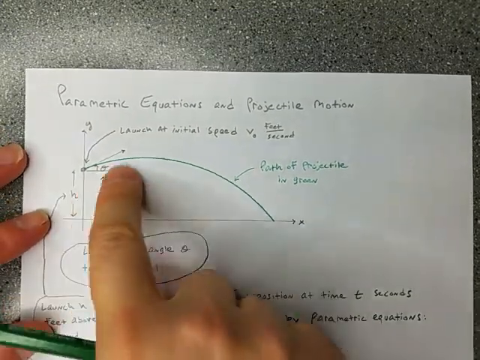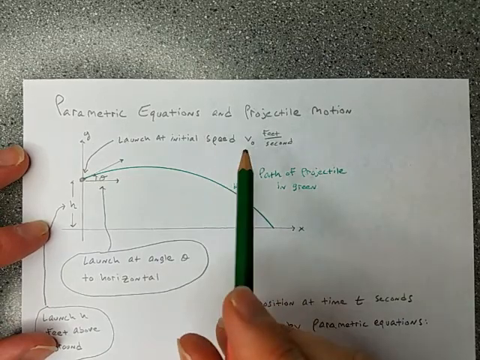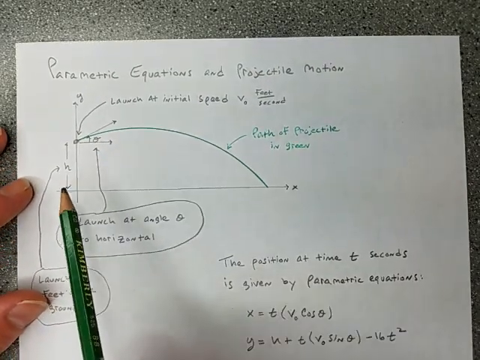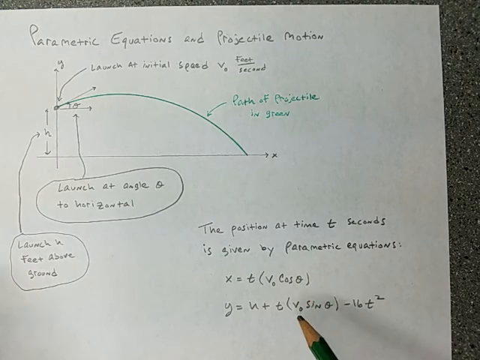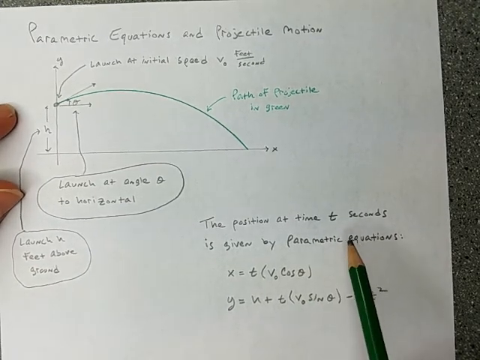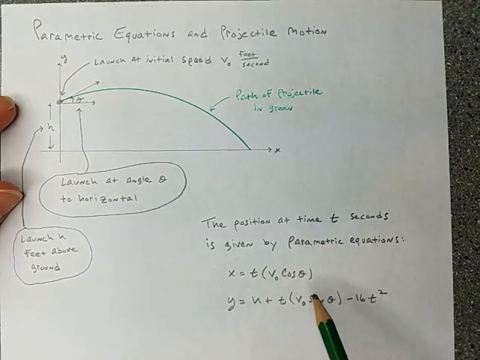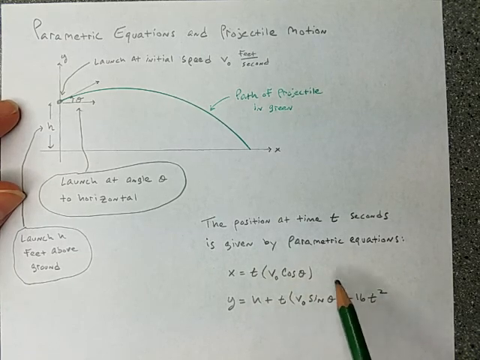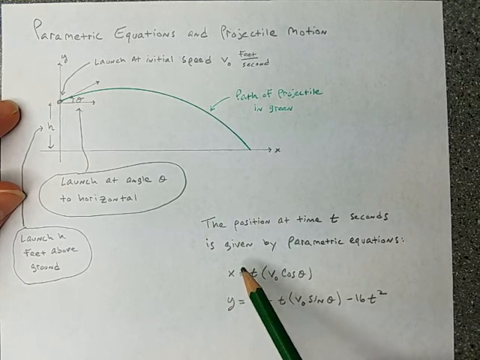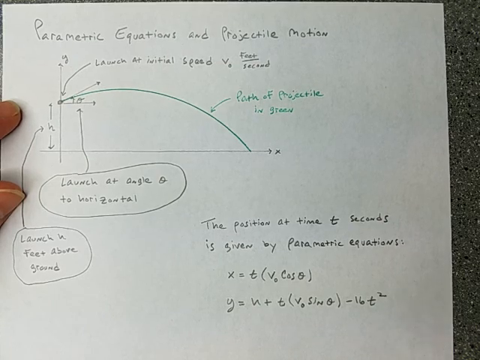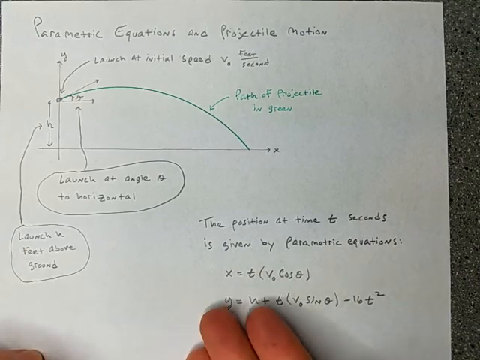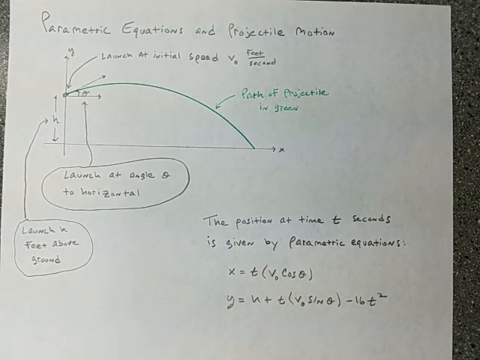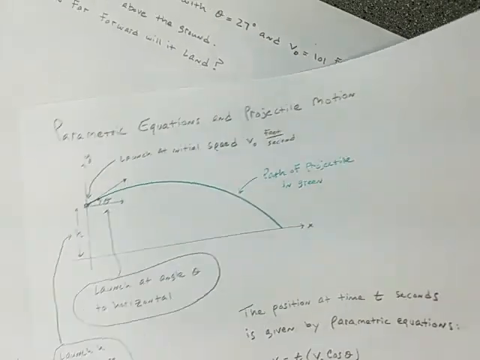Now, for a projectile, given that you know its initial speed and its launch angle and the height above the ground that it's launched at in feet, then here are the parametric equations for it. At any time, these will tell you its position in space, x and y. So that's the introduction to the scenario. We'll just take the equations for granted. I won't derive them. You can do that in physics class.